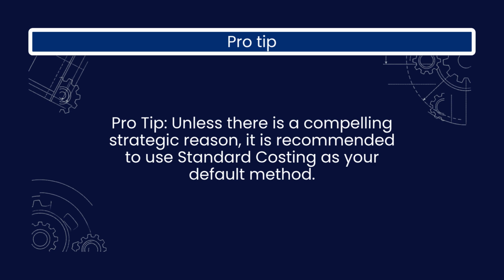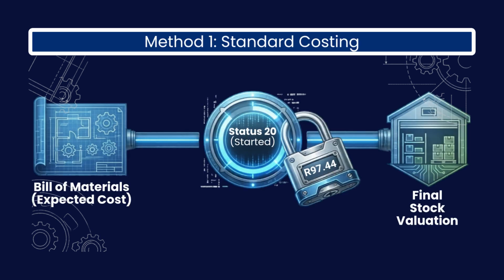Pro tip: unless there is a compelling strategic reason, it is recommended to use standard costing as your default method. First up is standard costing. This is the go-to for most manufacturers. It puts items into stock at the cost you expected based on your bill of materials.